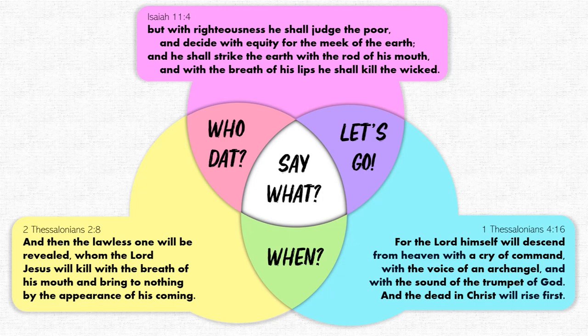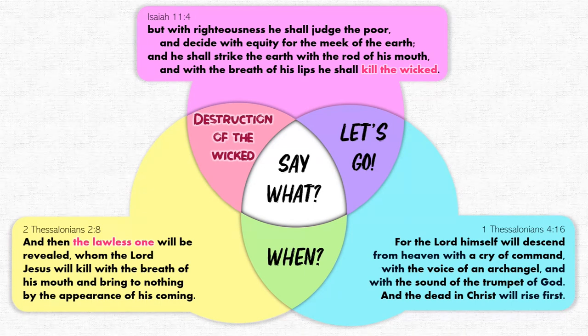All right, first, who's that? Who's going to stand up against God's saints? Who thinks they can stand up against it? Well, who are the wicked that are going to be destroyed? First, we see in 2 Thessalonians that it's the lawless one who will be revealed and that Jesus will kill. And then up here in Isaiah, we see, and he shall kill them. He'll kill the wicked with the breath of his lips. Wow, so we see the destruction of the wicked definitely present in these two verses.